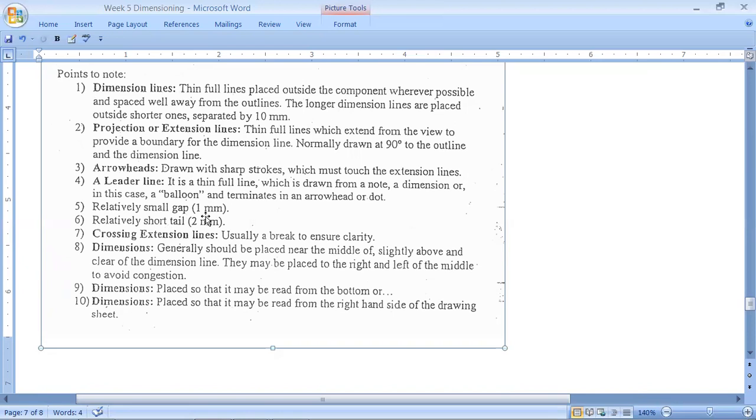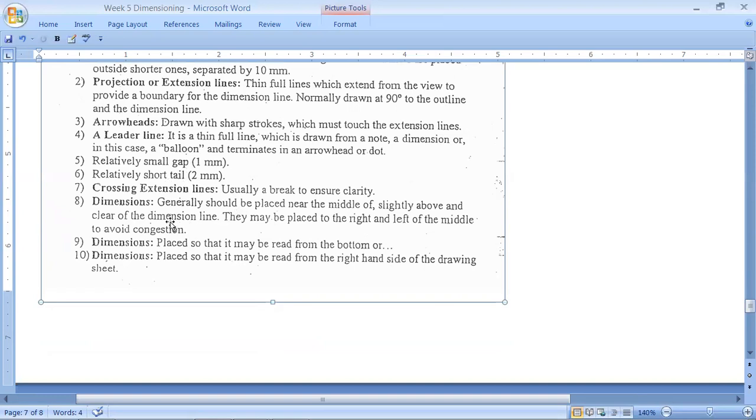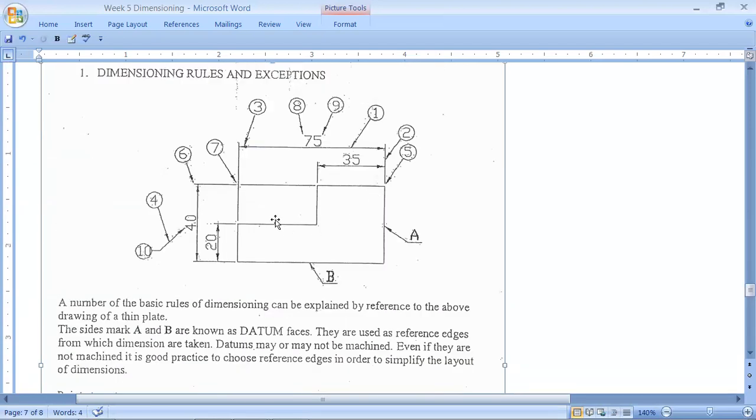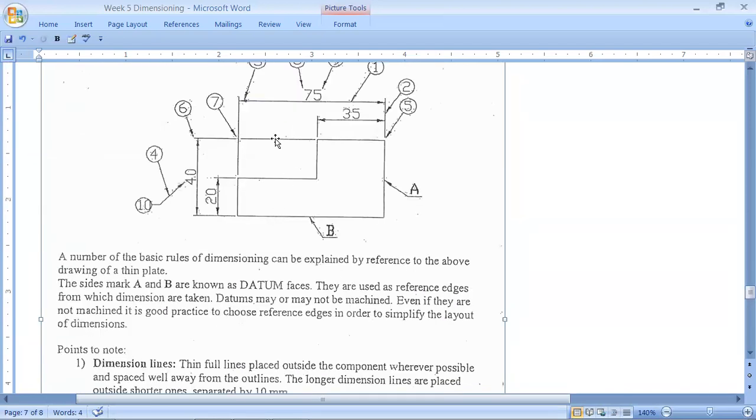From the arrow to the top of the projection line, leave approximately 1.5 to 2 millimeters. Crossing extension lines usually break to ensure clarity. Let me write here. Where you have two extension lines, this is an extension line, and this is another extension line. In case you have two extension lines that are crossing like this, it is recommended to break one of them.